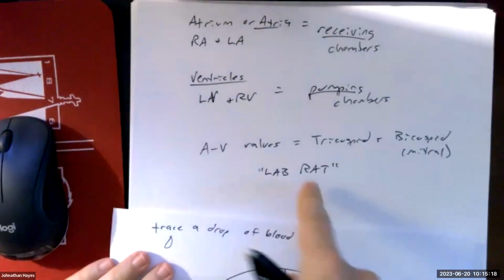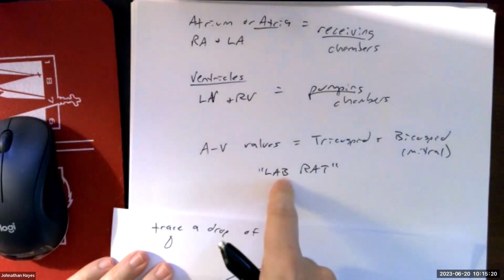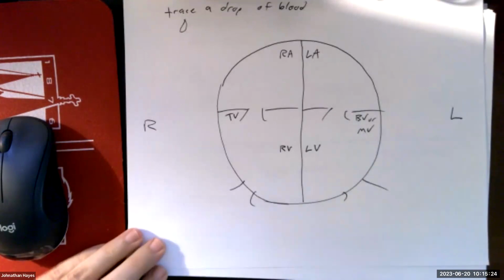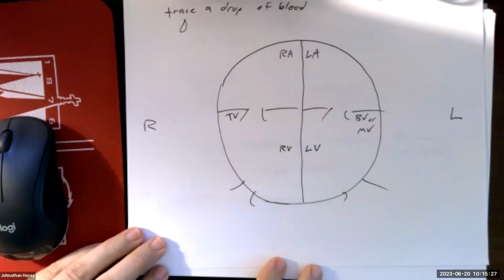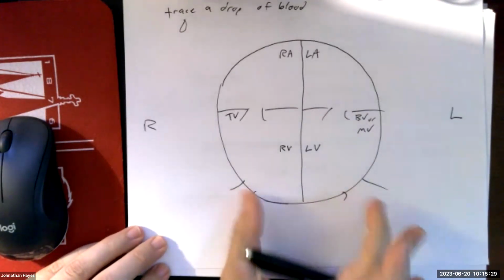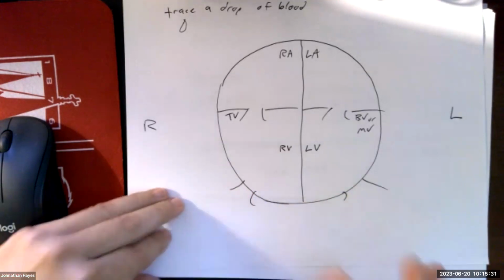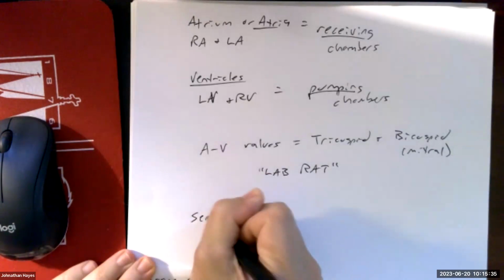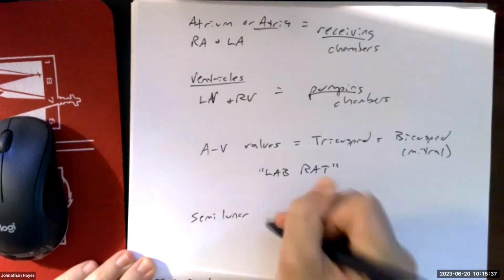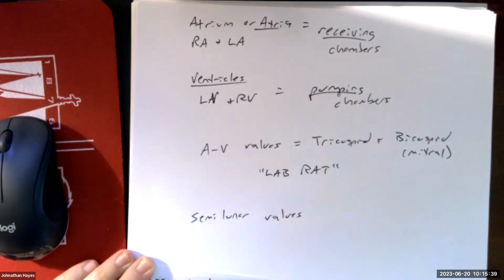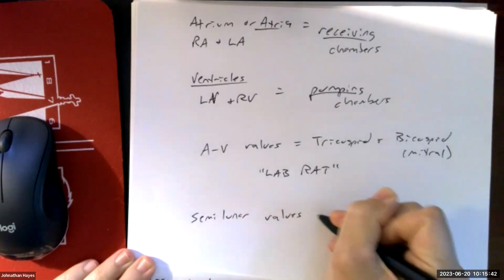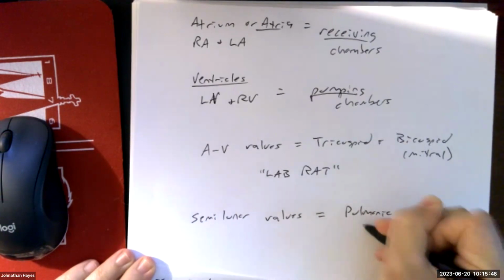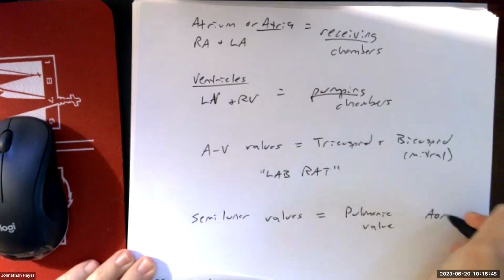And then you just have to memorize that the bicuspid is also called mitral. So you can call it a lamb rat if you want to. Easy peasy. And then down here, these two valves are going to be our semilunar valves. Semilunar valves are what's separating the ventricles from their destinations. So those are going to end up being your pulmonic valve and your aortic valve.